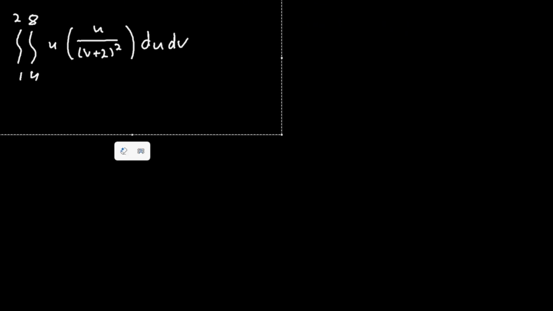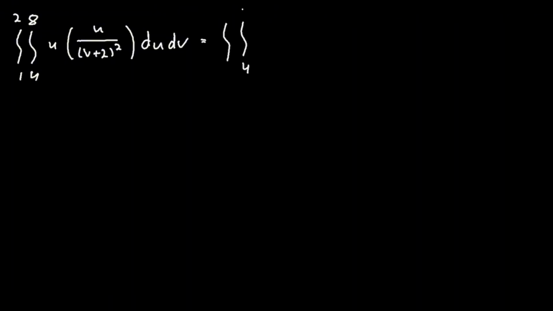Drag this up into the corner. And to simplify this a little bit further, you get 1 over 2. The u multiplies into this fraction, so you get u squared over (v plus 2) squared du dv. Simple double integral now. We can actually solve for this. Let's go ahead and solve for this.